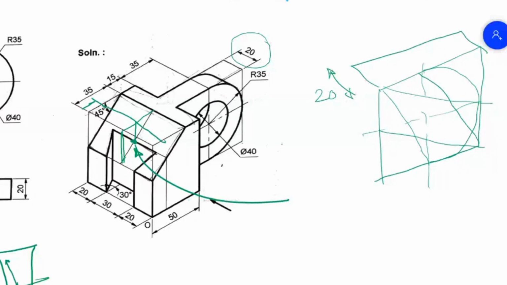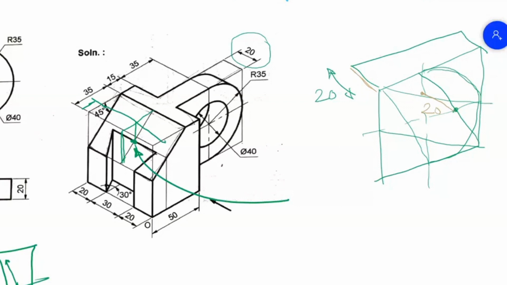And which centers will be used to draw this? Maybe these two centers, this center is used to draw this portion. Okay, this center is used to draw this portion. Then what will you do is you will extend this center in which direction? In this direction. Okay, extend this center in this direction. By what distance? 20. Okay, so you will get a center, new center here.